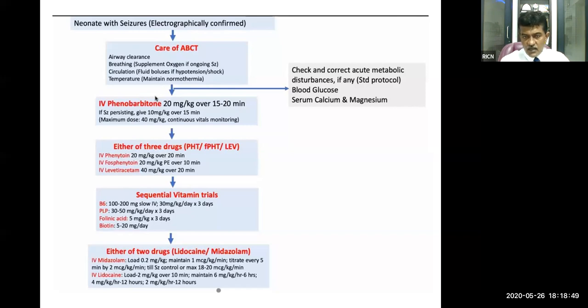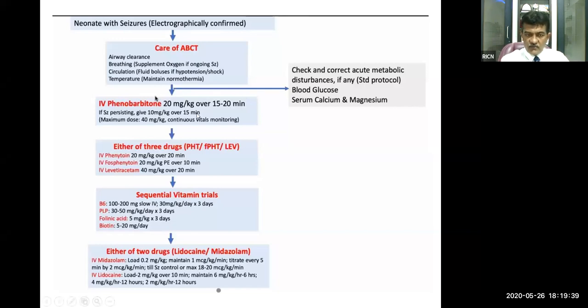When there is no apparent etiology like HIE or meningitis, and there is no response in a couple of days, even with a couple of medicines, always give a trial of vitamins. First and commonest is pyridoxine dependency. If they are not responding to pyridoxine, sometimes they require pyridoxal 5-phosphate. The dose of pyridoxal 5-phosphate is 30 to 50 mg per kg per day for 3 days. Folinic acid is 5 mg per kg; it can present on day 1 also. Biotin deficiency commonly presents in the second or third month, but 25% of patients can present with seizures in the first month. So it is easily treatable. 5 to 20 milligrams per day is the dose.